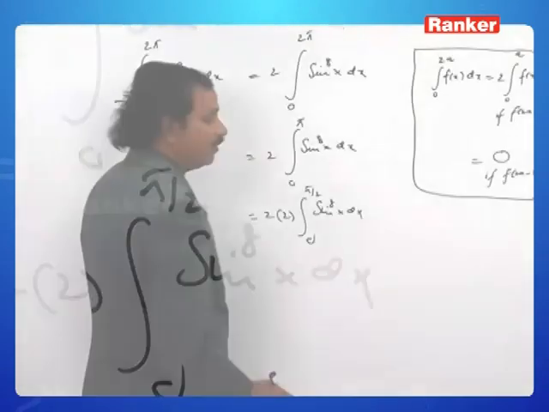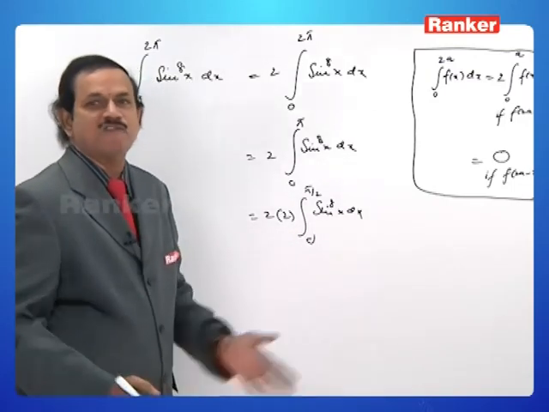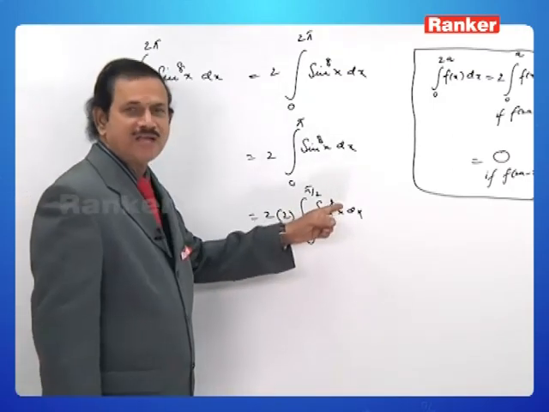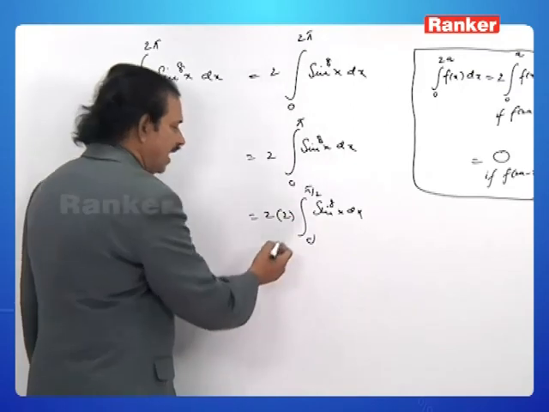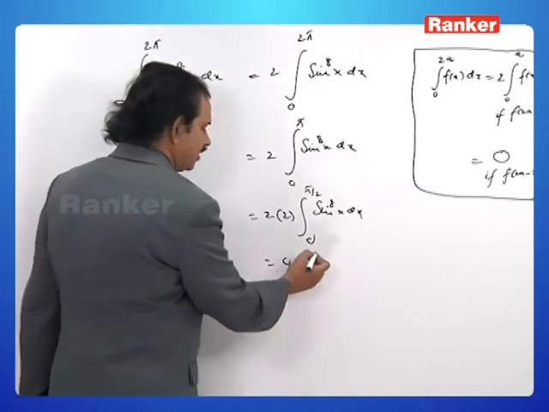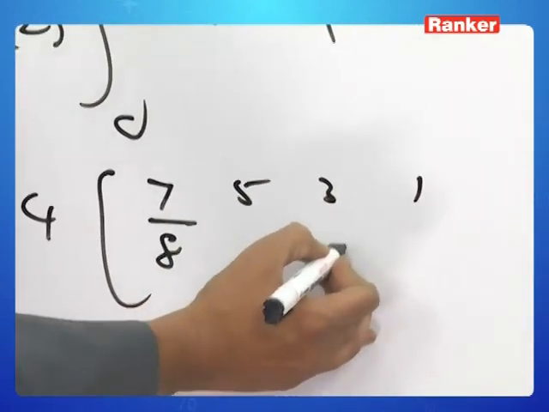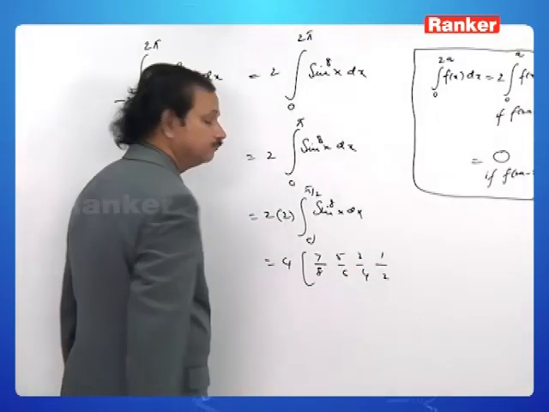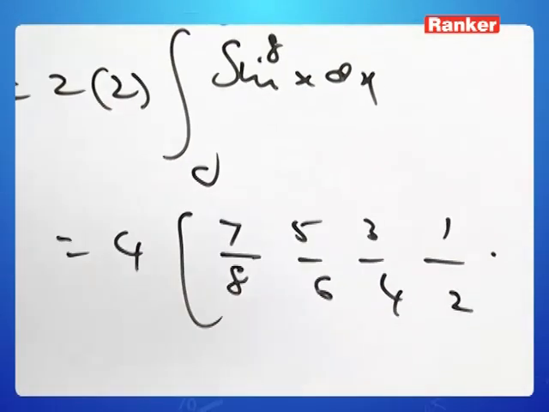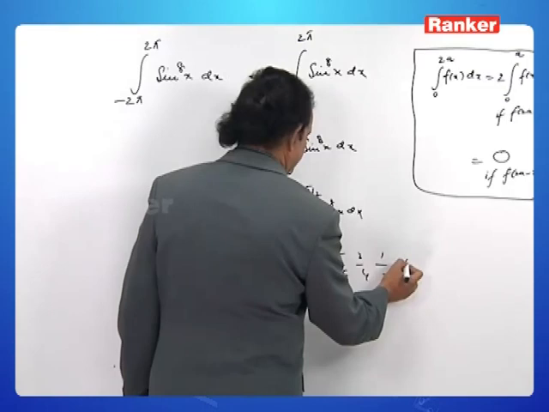Now, at this moment, we should feel happy because this has been converted into the standard form of Wallis formula, that is integral 0 to pi by 2 sine power nx. In the place of n, what are you having here? 8. Hence, it is nothing but I8. 4 into, what is I8? What is the starting step of simplification? 7 by 8, 5, 3, 1, 6, 4, 2, into I0. Why should you have I0? Because n is even. What is I0 actually? Pi by 2. Hence it is pi by 2.